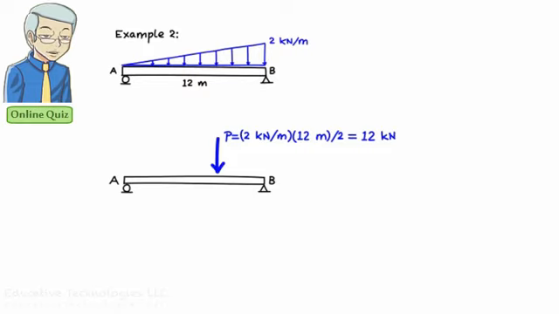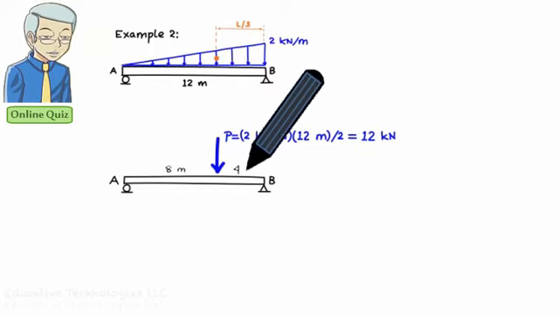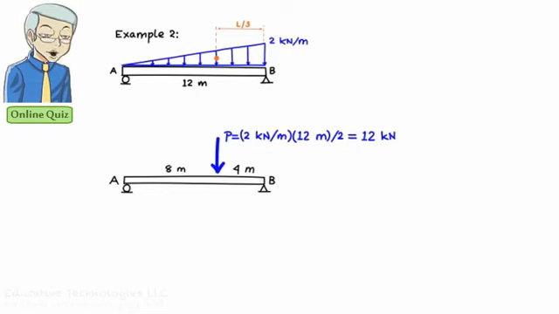The equivalent concentrated load is placed at the geometric centre of the triangle, which is located at 1/3 of the base away from the right angle along the base. Therefore, the concentrated load needs to be placed 4 meters away from point B. The support reactions for the beam subjected to the distributed load are identical to the reactions of the beam subjected to the equivalent concentrated load.